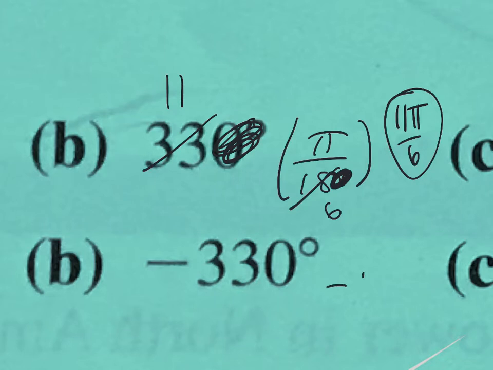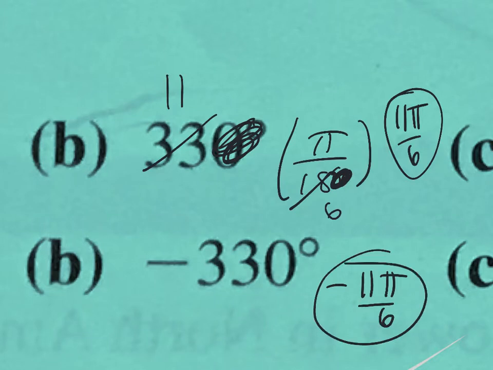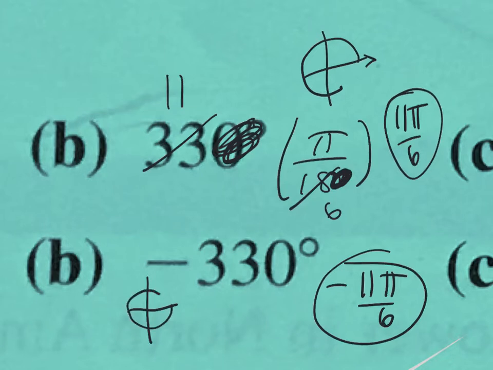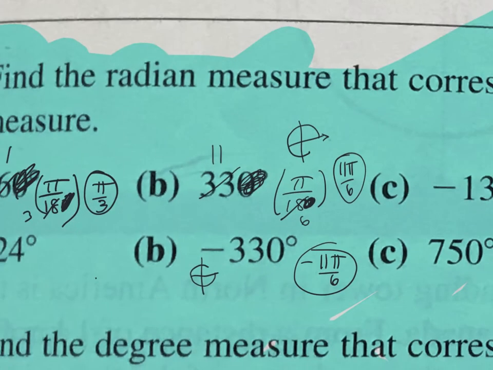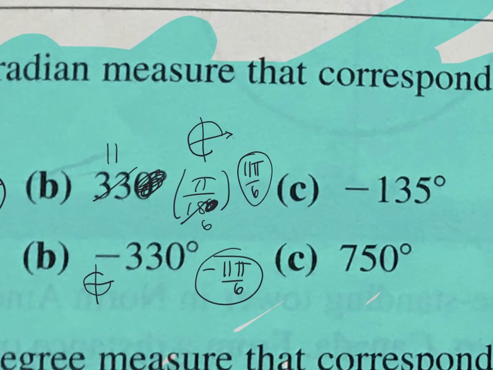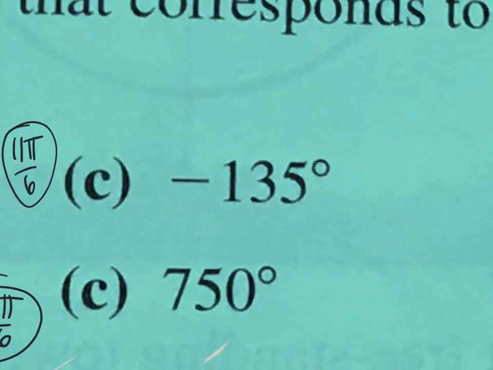What's b underneath going to be? Negative what? 11 pi over 6. That negative sign doesn't change your calculations. It just tells you the direction of the angle. This one starts at the x-axis and goes around this way. This one starts at the x-axis and goes which way? The opposite direction, like that. It just tells you direction. Yes, ma'am.